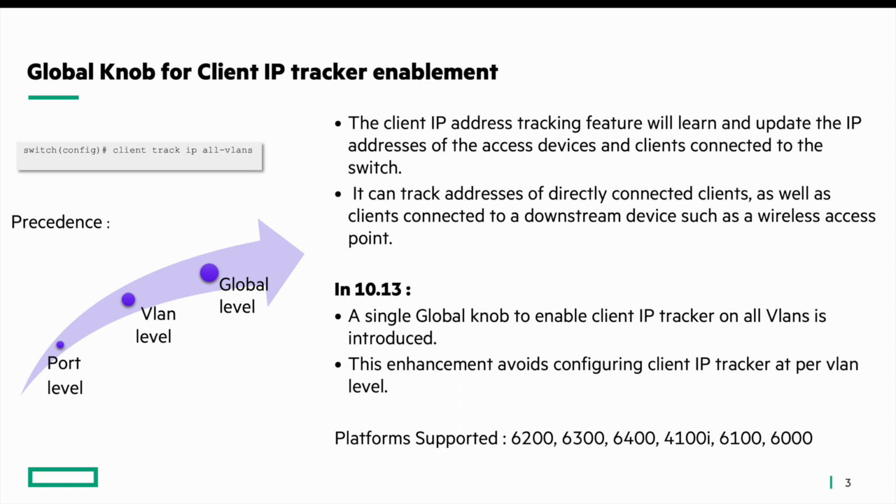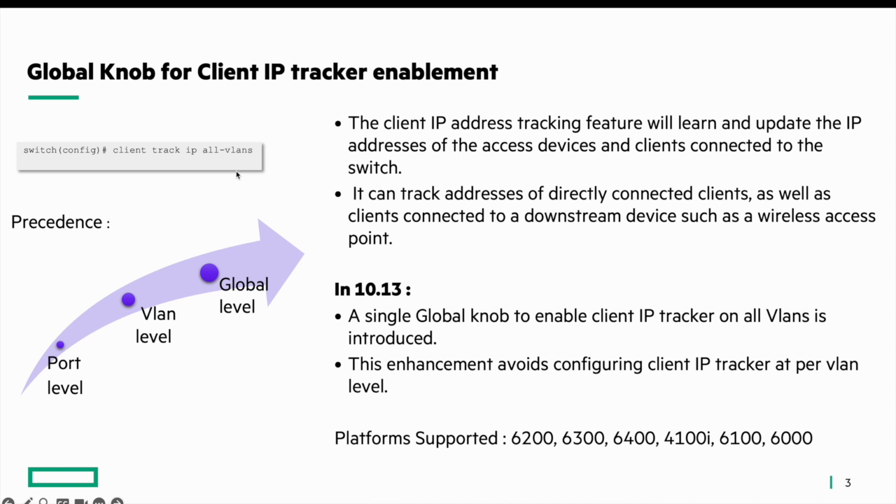From 10.13, we have a single global knob to enable client IP tracker on all VLANs. Before this, we had to get into each and every VLAN, or at the port level or the global level. So port level and global level were already present. And this 10.13 update introduces a new CLI for the VLAN level. It is nothing but client track IP all-vlans.